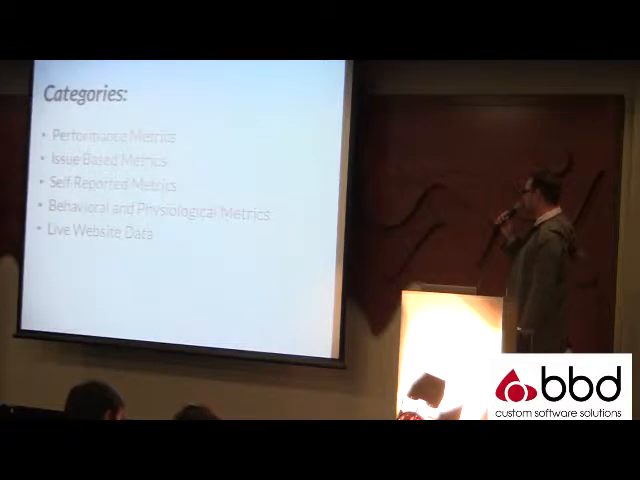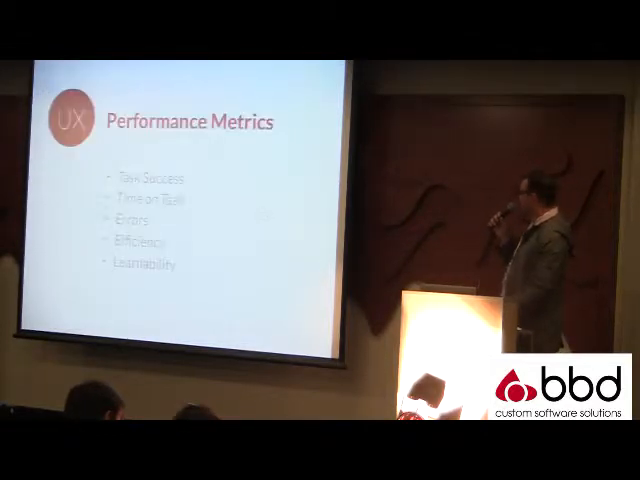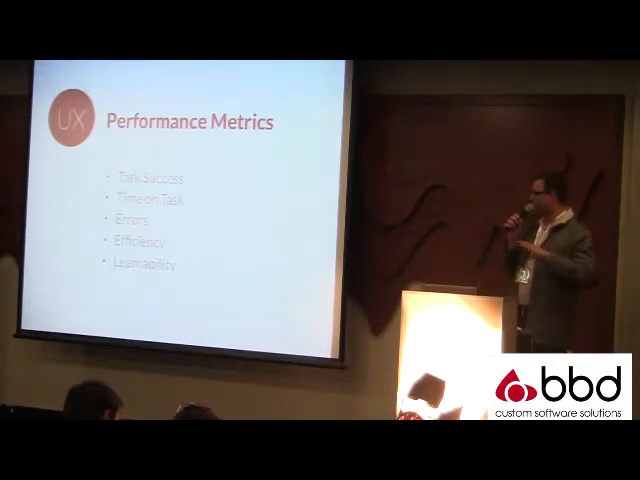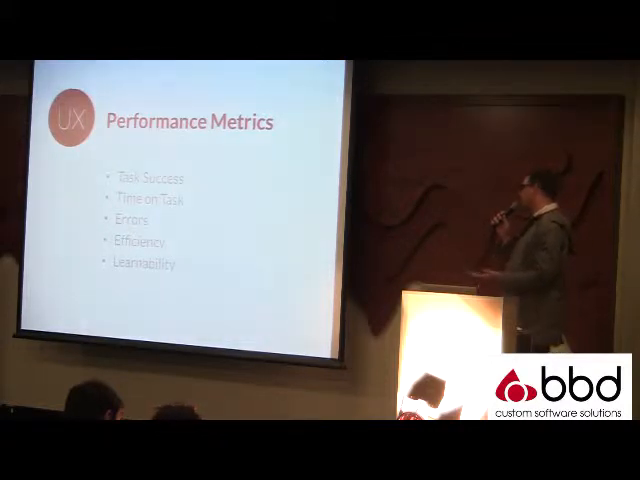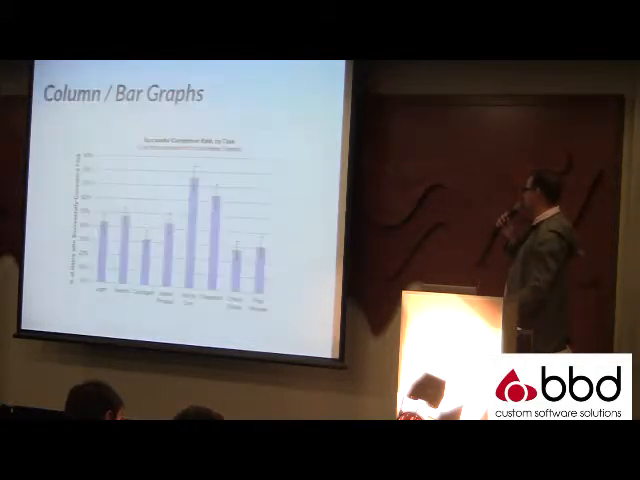Performance metrics, issue-based metrics, self-reported metrics, behavioral and psychological, and live data. So performance metrics, and we can spend a lot of time on each of these. I'm just going to run through these and give you a quick overview. We can measure task success, did someone complete it successfully or not. It's a binary 1 or 0. The time on task, errors that they've made, the efficiency and learnability. Did they actually use the system in a shorter space of time as they performed certain trials?